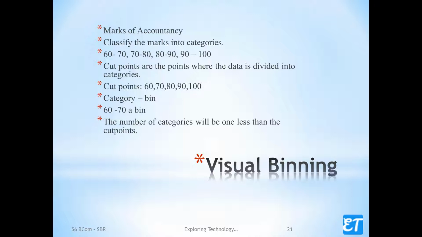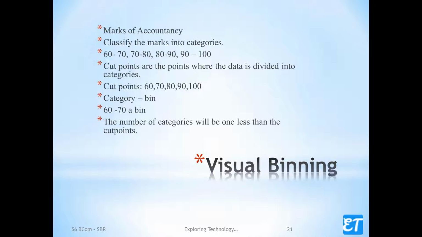Okay, so here the cut points will be, suppose our marks start from 30, so the cut points will be 30, 40, 50, 60, 70, 80, 90, 100. Here each category is also known as a bin. And we can say that 60 to 70 is a category or a bin, or 70 to 80 again another category or a bin.